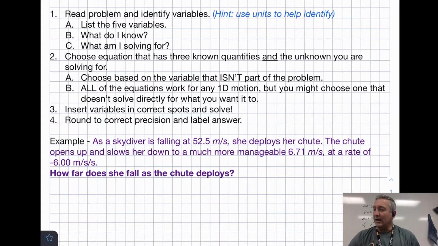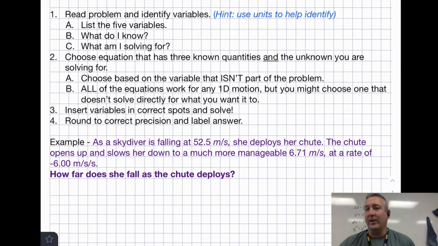As you can see on my iPad, I have 4 steps kind of with like intermediate type things. So you want to read the problem and identify the variables as you read the problem. So I usually use a highlighter or underline stuff or just label numbers that I'm given in a problem. Sometimes numbers are not part of the problem. So you have to be able to filter out what is necessary to solve with what you're looking for and what's not. You want to list the 5 variables.